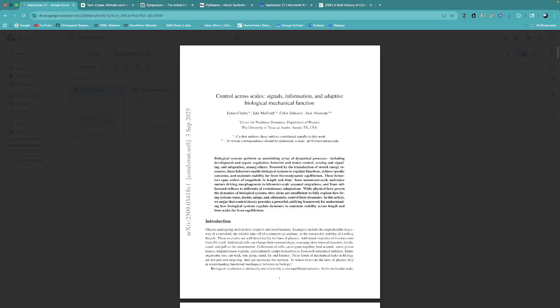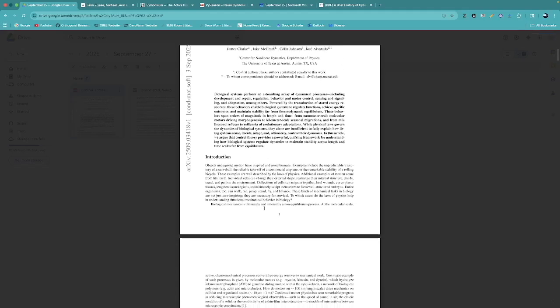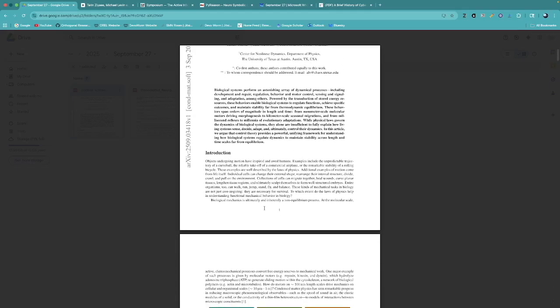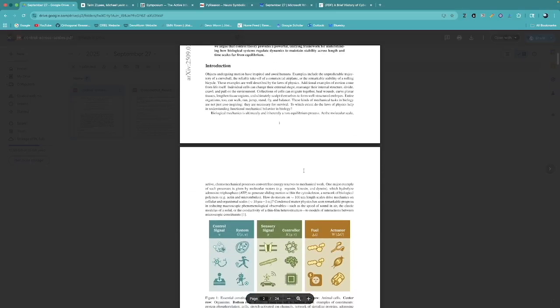In this article, we argue that control theory provides a powerful unifying framework for understanding how biological systems regulate dynamics to maintain stability across length and time scales far from equilibrium. So this is a physics approach to a similar type of problem that we talk about in the cybernetic imperatives paper. And their focus is on biological mechanics, although they take inspiration from a large number of systems.